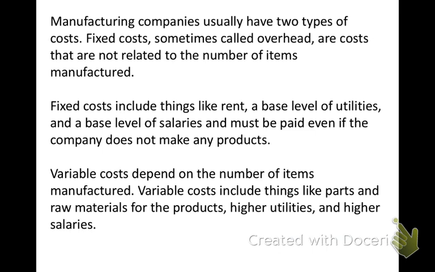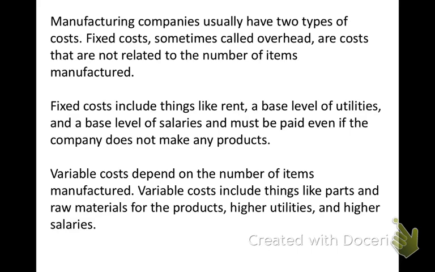All right, here's a little information that's going to set us up for the next problem, number 6. Just good information to know ahead of time. It says that manufacturing companies usually have 2 types of costs. So they have fixed cost. Sometimes these are also referred to as overhead. And they're costs that are not related to the number of items that are manufactured. So no matter what, you have to pay the fixed costs.